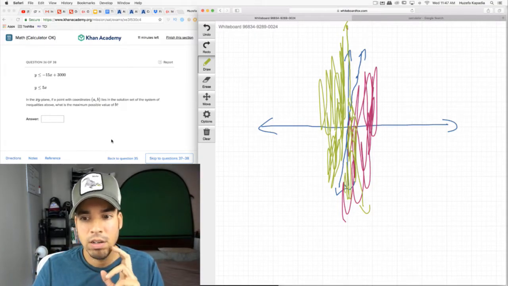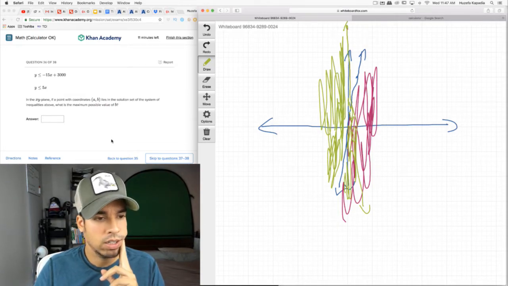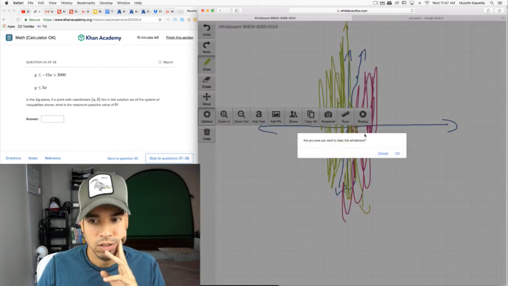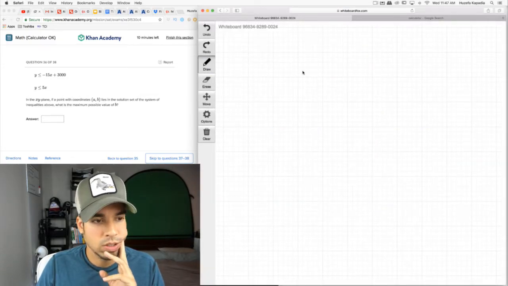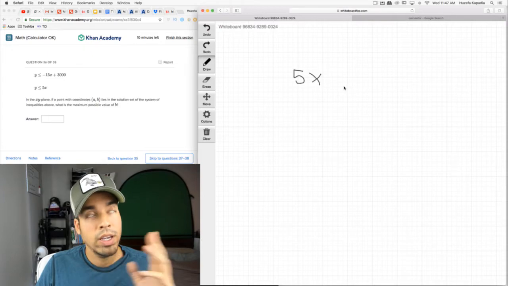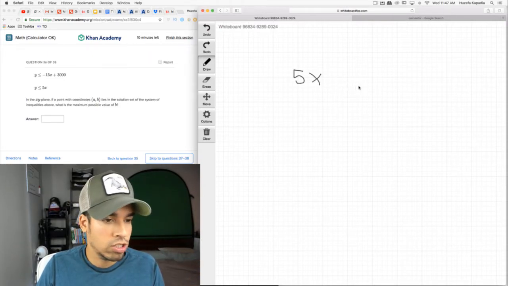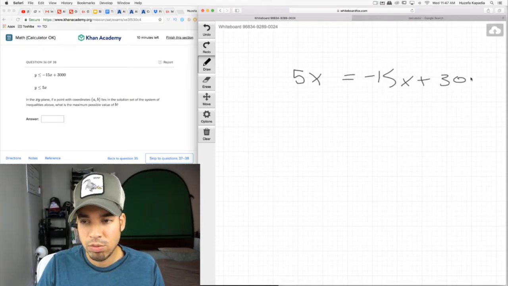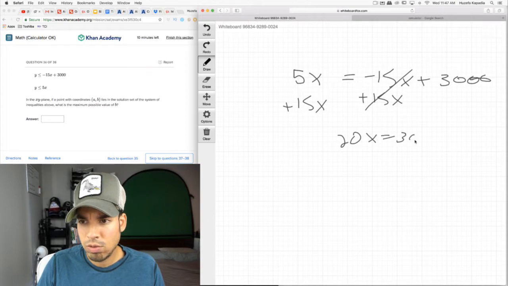0, right? Because no, wait, hold on. No, it's not. Okay. So can I set these guys equal to each other? Let me see if that works. 5x. Oh yeah, that top point. Yeah, so it's just where those two lines intersect. 5x equals negative 15x plus 3,000. And then add 15x, add 15x. You get 20x equals 3,000.